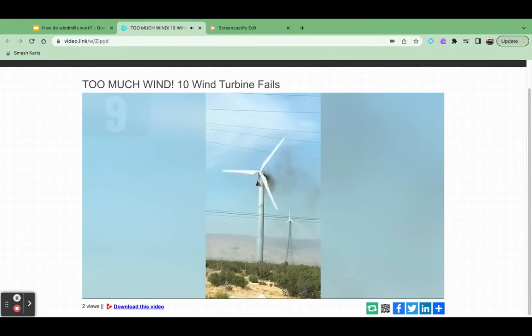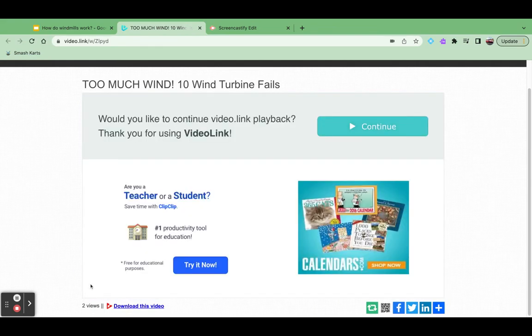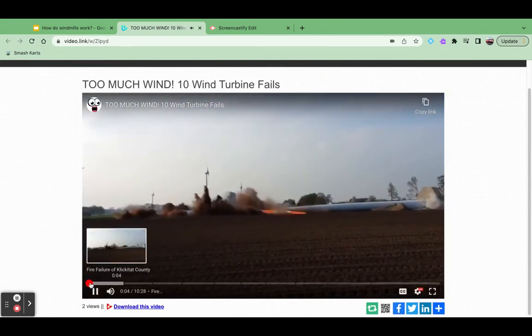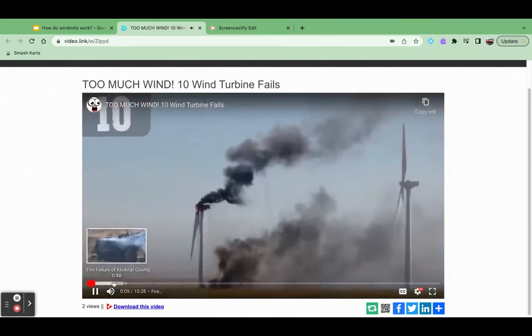Number 9. The Tehachapi. Uh-oh. What happened here? Oh great, it froze. Wait. A malfunctioning turbine is both tumultuous and terrifying. Here are the top 10 wind turbine fails. Give me a minute. Number 10.